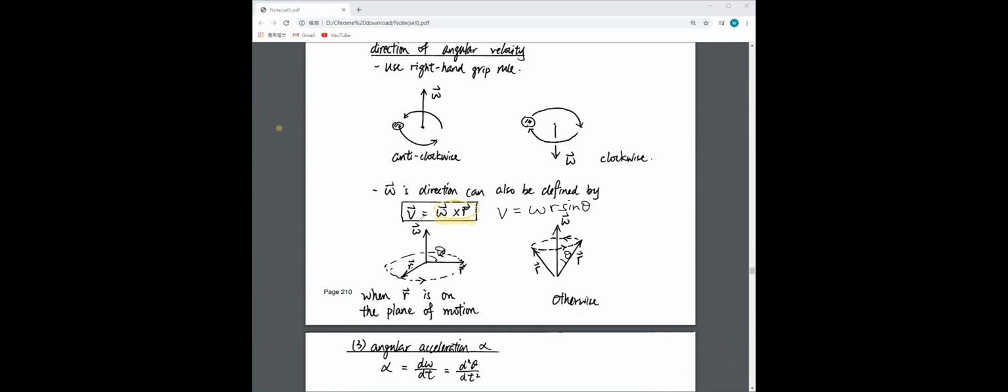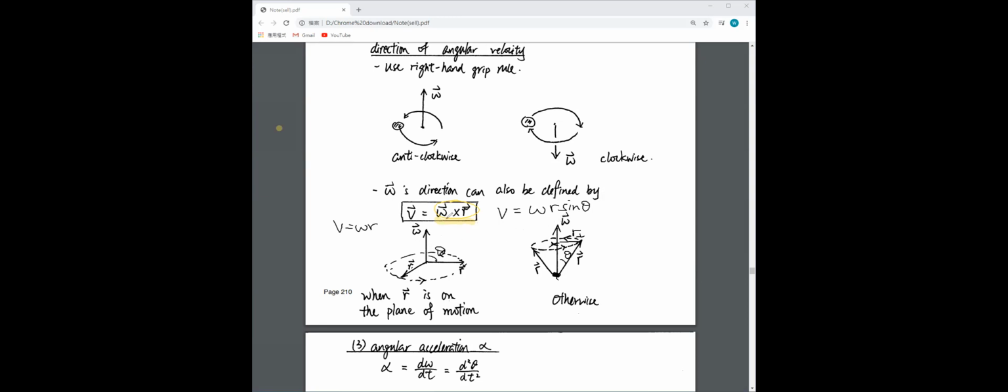So actually you can see why we define the velocity like this, because the origin of the coordinate system may not be the center of the circle. Just like in this case, the center is at this point, but the origin is at this point. So we can't just use v equals omega times R. But if you use the cross product, that's fine because r sine theta is equal to the radius of the circle. Okay, so you get the same answer.